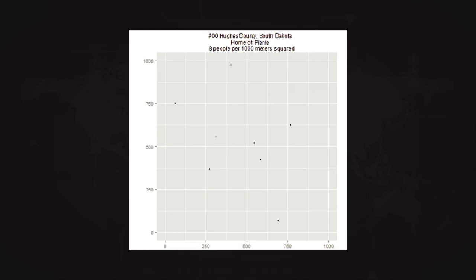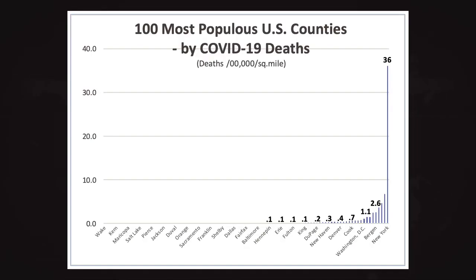At this point, I might say something about how badly they need social distancing orders in South Dakota, but that would sound just a little bit too snarky. Instead, let's look at the distribution of COVID-19 deaths in the country's 100 most populous counties.